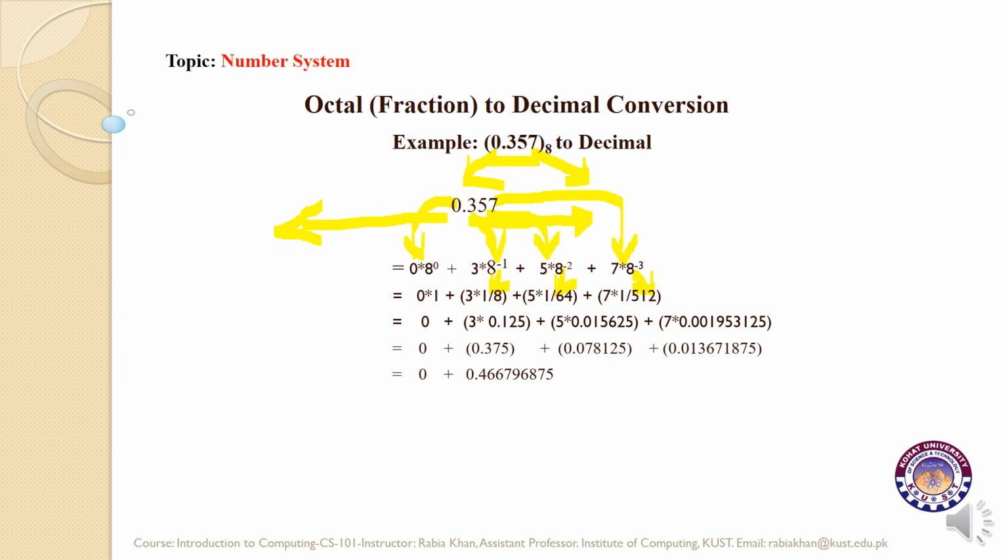0.466796875. End product, how we write the answer: 0.358 in base 8 is equal to 0.466796875 in base 10. I hope you must have understood the method by now.